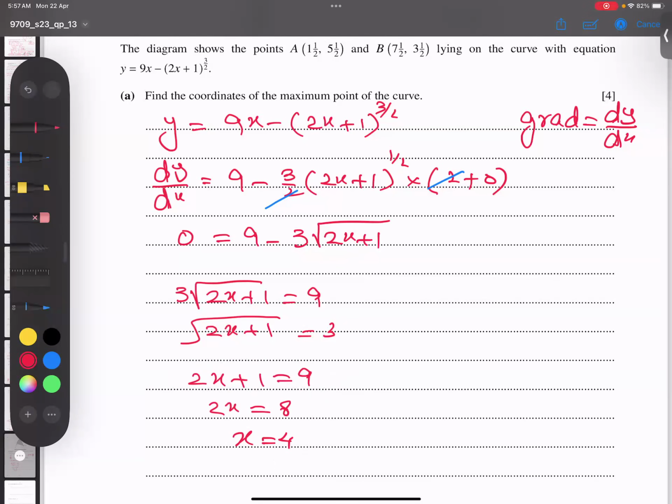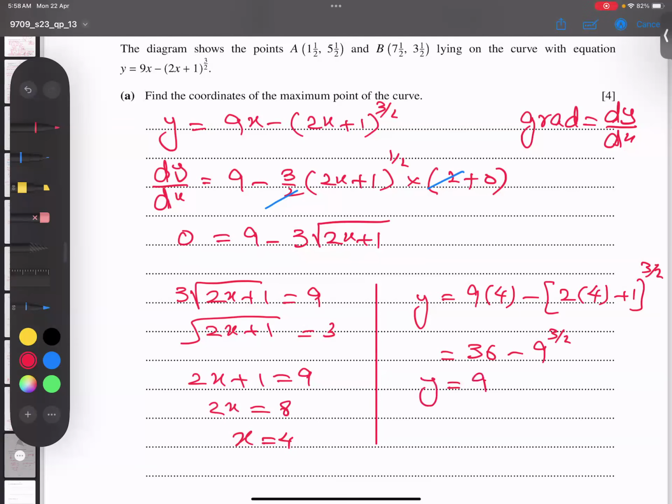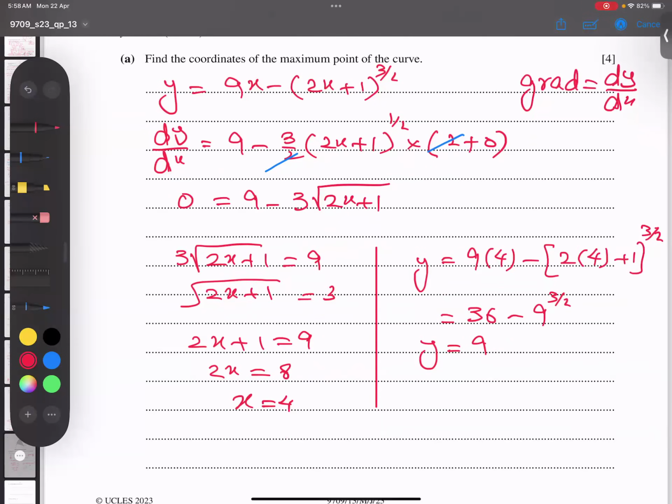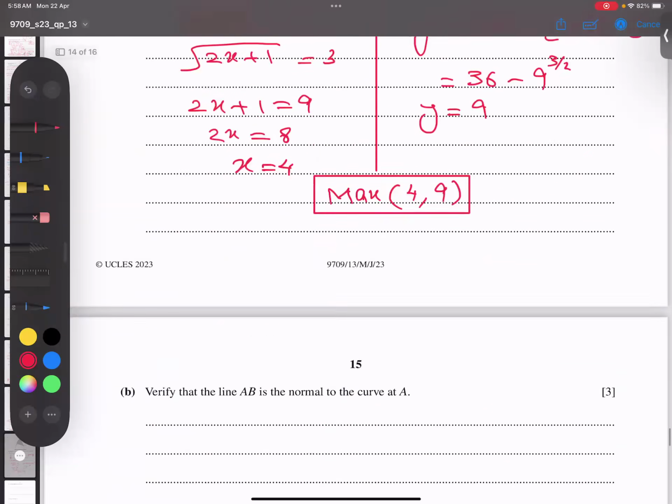Now, students, what did he say? He said coordinates. So it's not over. I will plug in this x value in the top equation once again. And y is equal to 9 times 4 minus, in the bracket, I'm writing 2 times 4 plus 1 and power 3 by 2. 9 fours are 36. And 8 plus 1, 9. 9 to the power 3 by 2 will give you 27. And after subtracting, we get a 9. So the stationary coordinate or maximum point is this coordinate, 4, 9. And I believe the point is very clear. This is done.